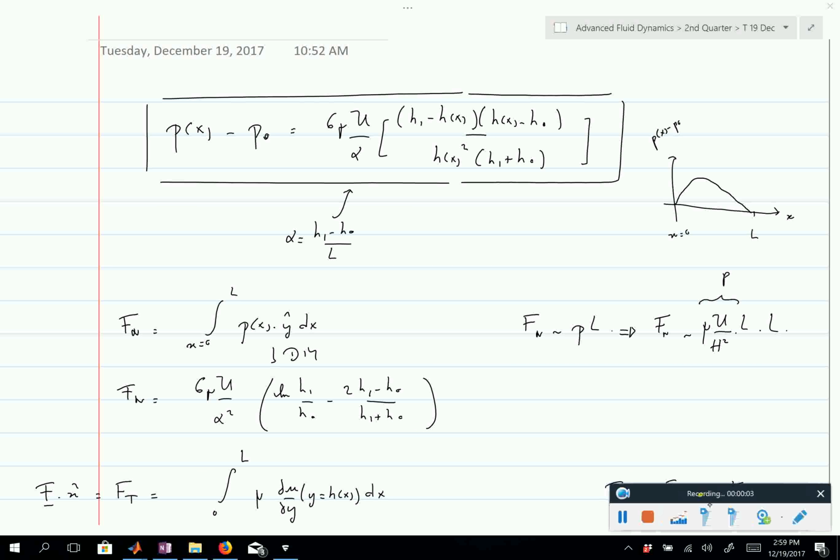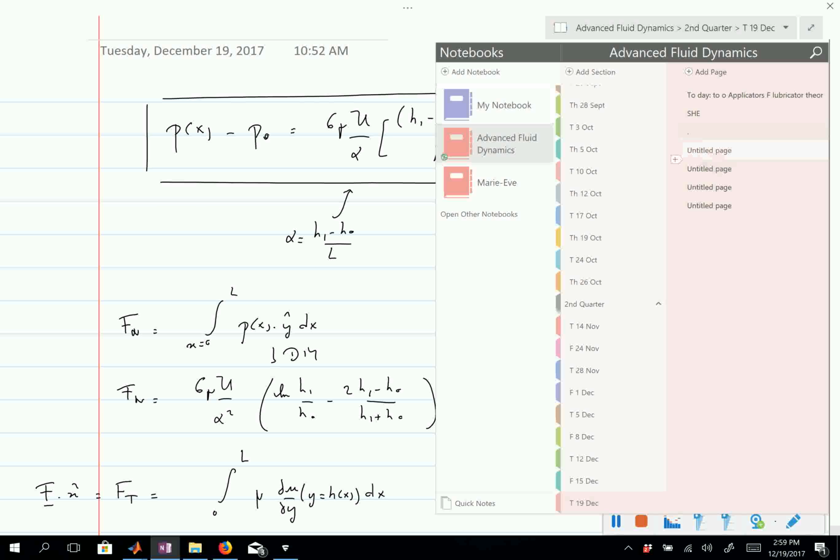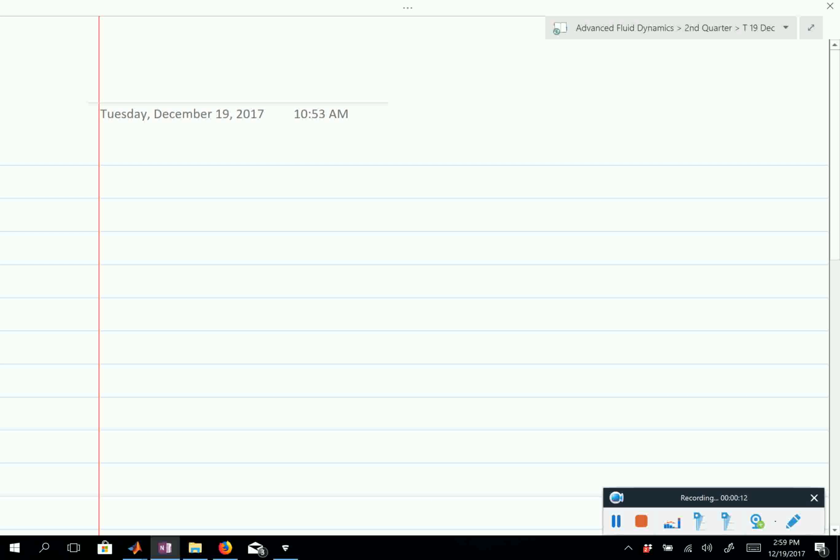So the second problem is going to be a lubrication problem, and now I've purposely chosen two very different lubrication problems, and usually you will have one or the other. In this first case, essentially you impose the geometry of the film, and then you're trying to get to the forces.